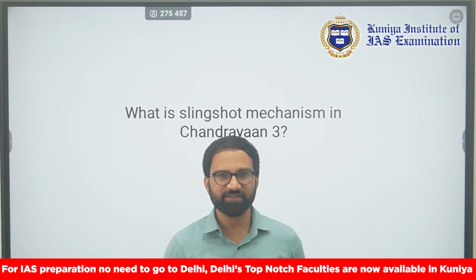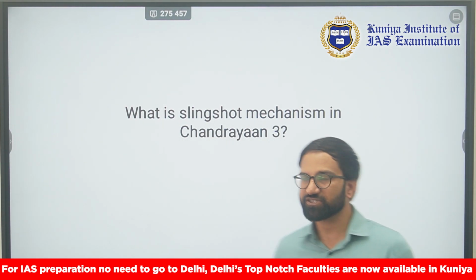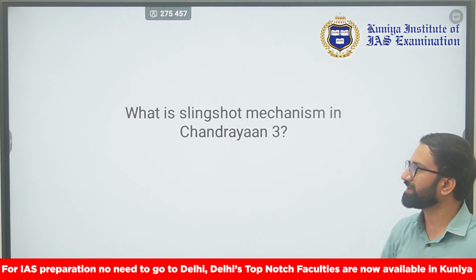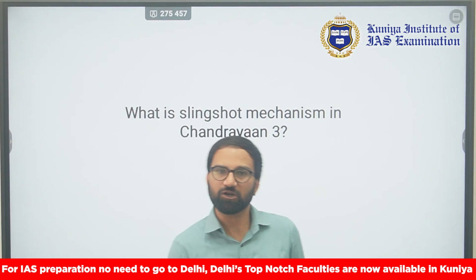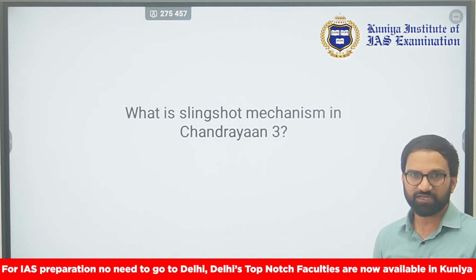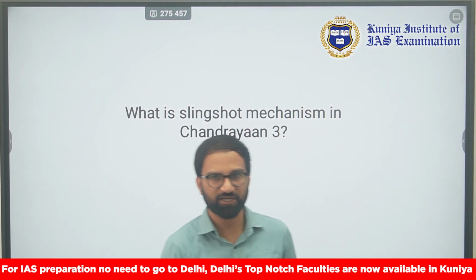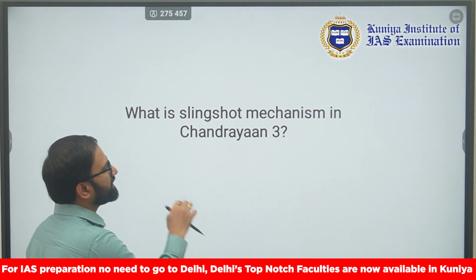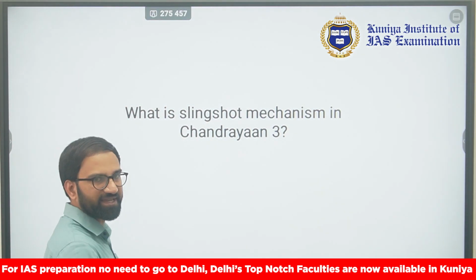We are here at Kuniya Institute of IAS and I am going to explain in this video about the slingshot method we use in the Chandrayaan-3. If we talk about our lunar mission, this is the third version of the Chandrayaan, and before that we already launched Chandrayaan-1 and Chandrayaan-2. The method we utilized for launching the Chandrayaan-3 mission is the slingshot mechanism.